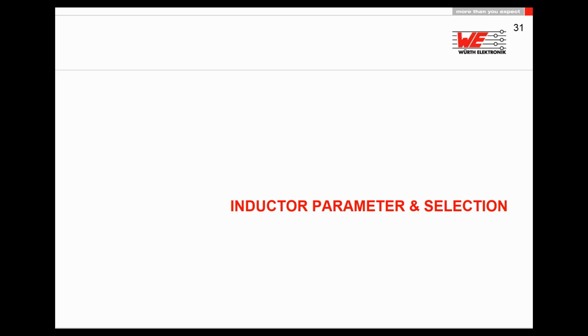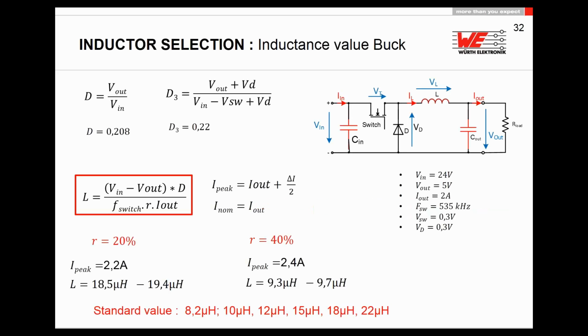How do you select an inductor, how do you parameterize these inductors? Well, I will give you a small example for a buck converter. We have an input voltage of 24 volt, going down to 5 volt, 2 amp output current, 535 kilohertz switching, and there are some constant voltage drops from the switch and the forward voltage on the diode.